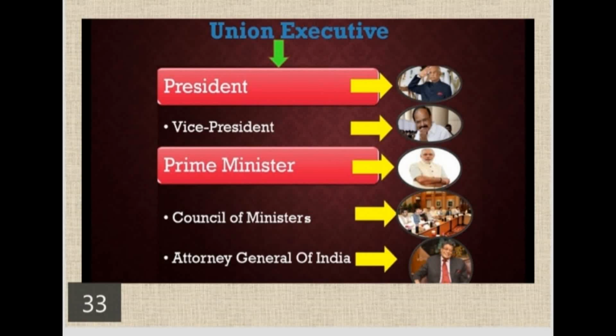In the union executive, the highest executive head is the president, then comes the vice president, then the prime minister and his council of ministers, and last but not least, the attorney general of India. You might be aware of the president, vice president, prime minister and council of ministers. But who is this attorney general of India? The attorney general of India is the highest legal authority of the government, and he serves the central government on all legal issues. He is the highest legal advisor, or the lawyer you can call, for the union executive.